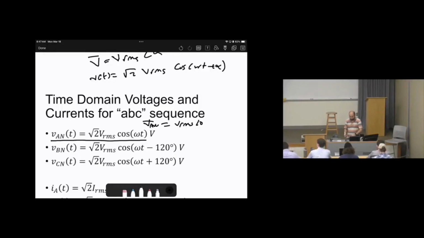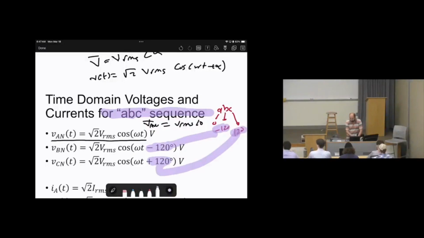Okay? How about phase B? I'm assuming it's positive sequence. Since positive sequence, A with angle 0, B with angle negative 120, C with angle positive 120. That explains why we have angle negative 120 here, angle positive 120 here. Other than that, they are the same. Just phase AN, VBN, VCN.